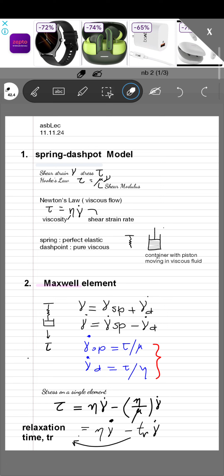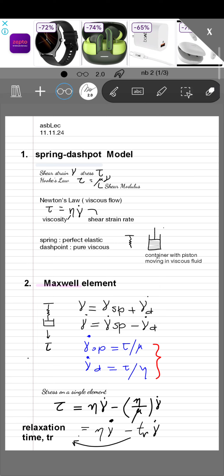Now this spring is considered to be a perfectly elastic material. We are assuming that the forces applied are within the elastic limit. So the spring in that case becomes a perfect elastic material. And the dashpot represents the viscous part of the model. This is actually a container with a piston moving in a viscous fluid. Now in the spring dashpot model, these two entities are combined.